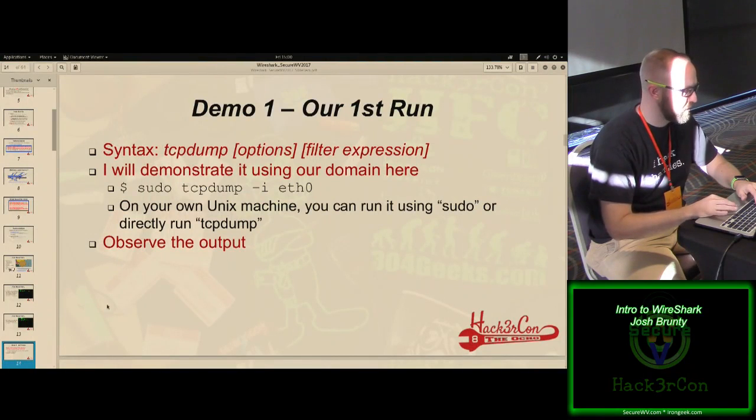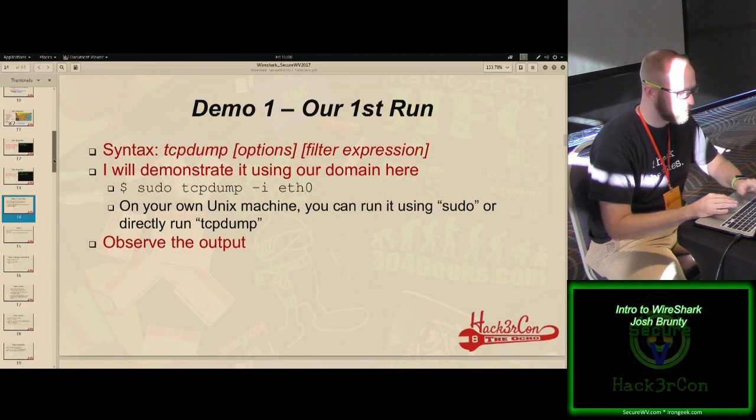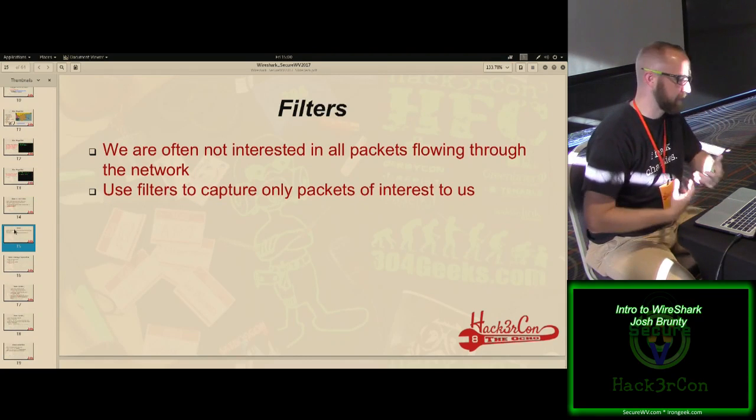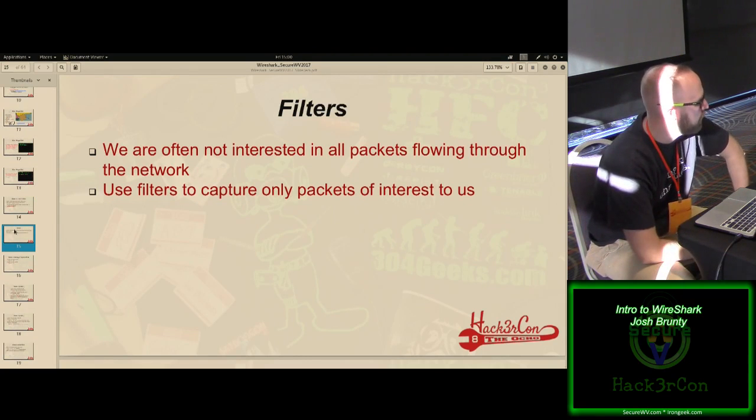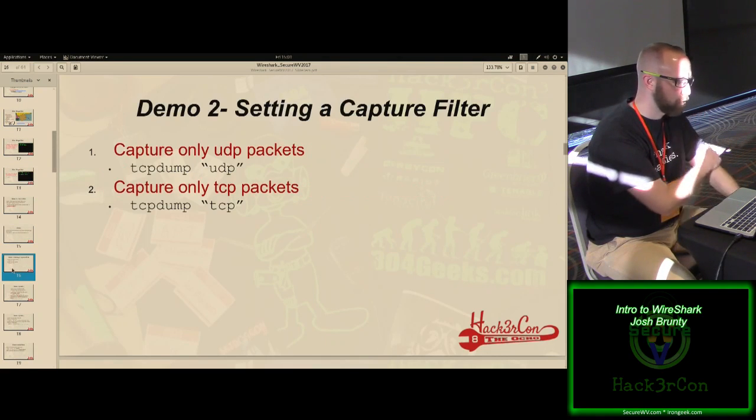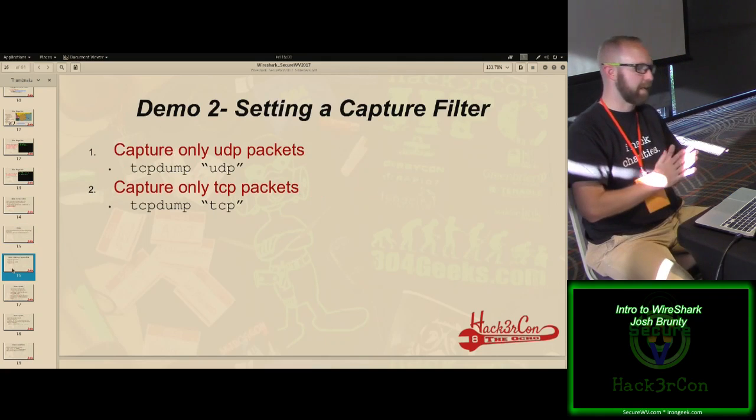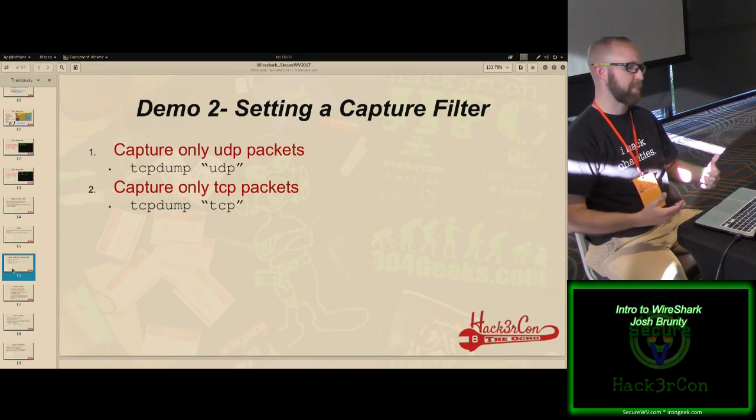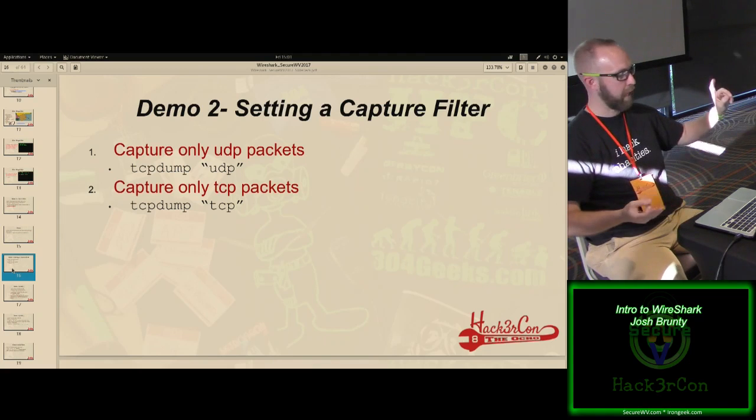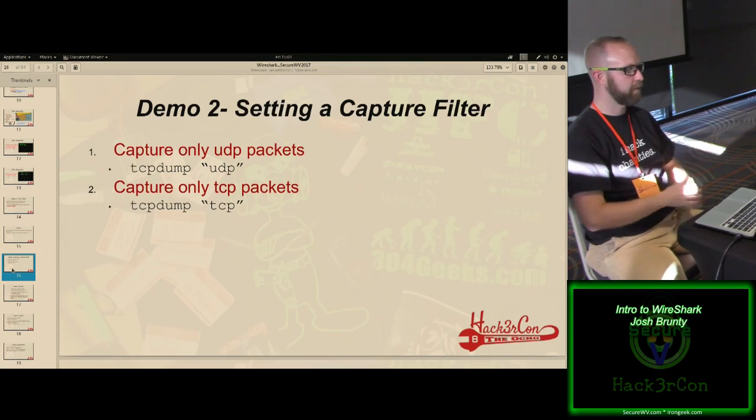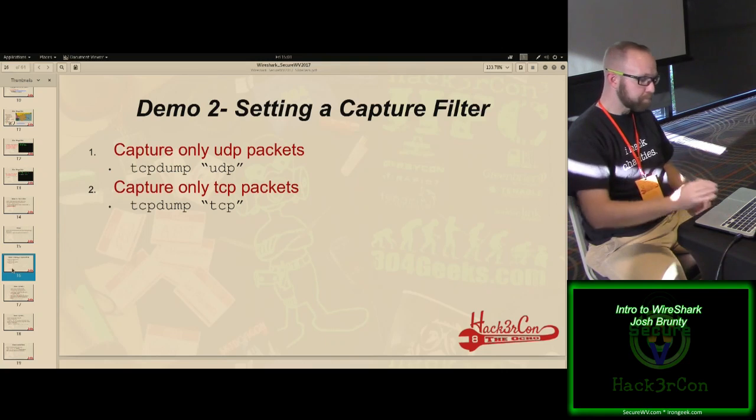Now, it's not very useful to just capture to the screen. At least I'm not interested in all packets coming through a network. Sometimes I want to filter, and I'll show you how to do post-filter captures. You can set up capture filters to only capture certain types of traffic. If I only want to capture UDP, or only port 53, I can do that using a filter in tcpdump. Or if I only want to see TCP, I can do that as well.